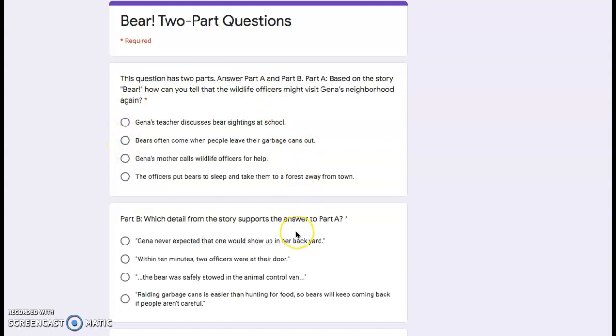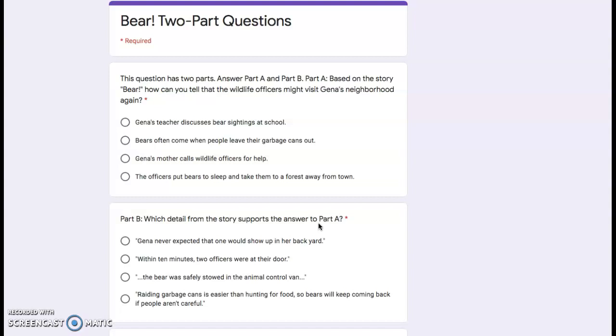Now, in part B, you have to figure out which detail from the story supports the answer to part A. Well, we have: Gina never expected that one would show up in her backyard. These are direct quotes from the story. Within 10 minutes, 2 officers were at their door. The bear was safely stowed in the animal control van. Or raiding garbage cans is easier than hunting for food, so bears will keep coming back if people aren't careful.